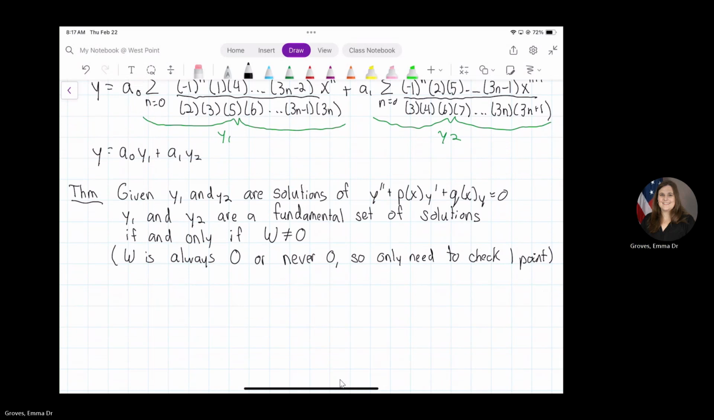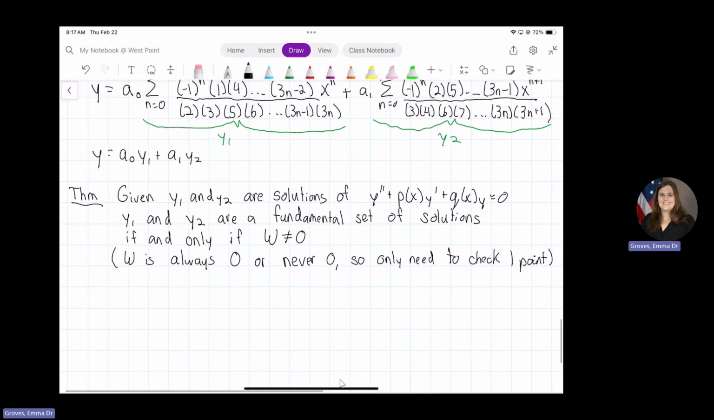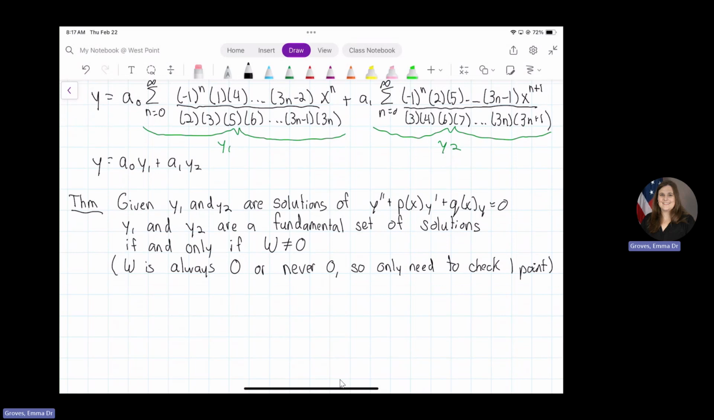Okay. So we want to check if our y1 and y2 form a fundamental set. Okay. So I'm going to look at y1 of 0, y1 prime of 0, y2 of 0, and y2 prime of 0. So this is what I meant by checking a nice point. 0 is probably going to make a lot of things cancel out, right?